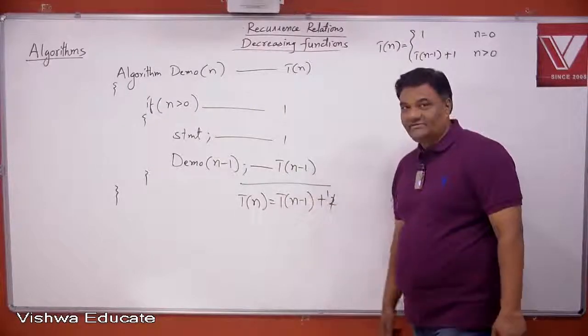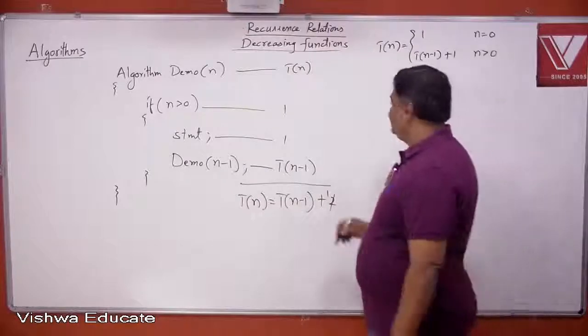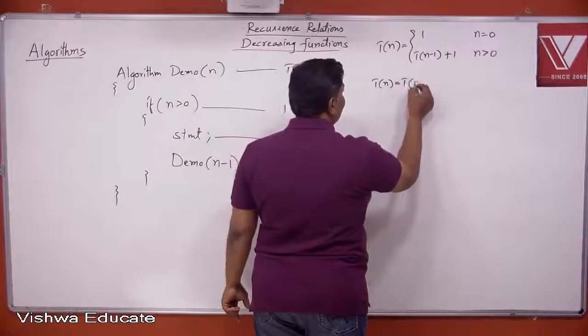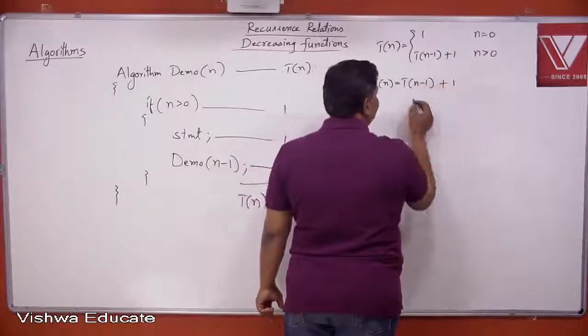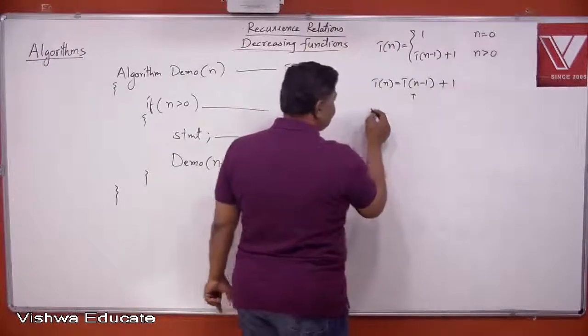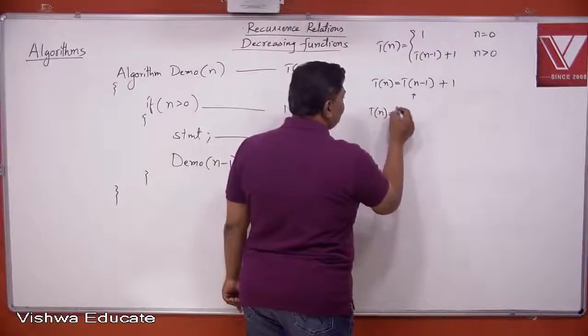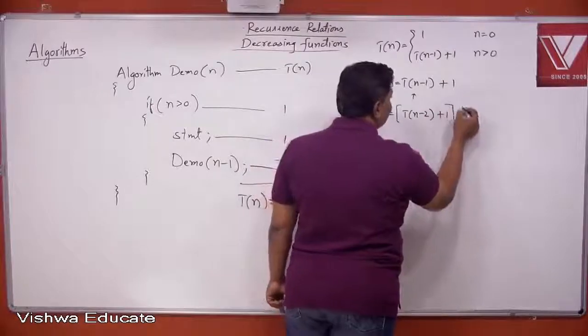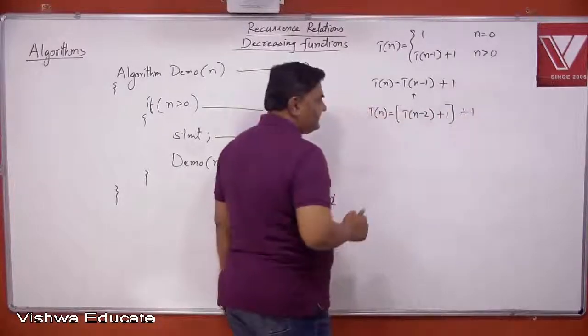Okay, you have taken this one. Now, let me solve this quickly. See, Tn is equal to Tn minus 1 plus 1. Then what is Tn minus 1? Tn minus 1 is Tn minus 2 plus 1. And this is plus 1. So you know how we got this one, right?